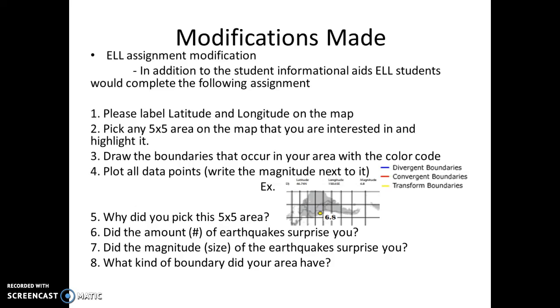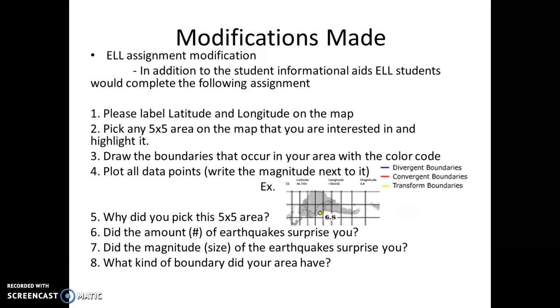And then just a few follow-up questions. Why did they pick that area? Did that amount of earthquakes surprise you? In parentheses, I have an amount with a number sign because I want them to talk about the number of earthquakes. And did the magnitude, in parentheses, of size of the earthquake surprise you?